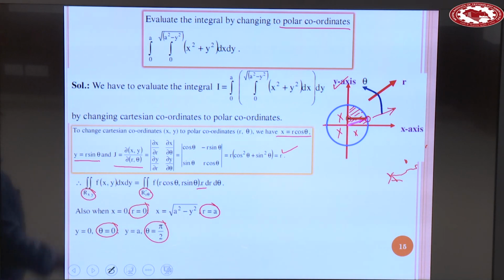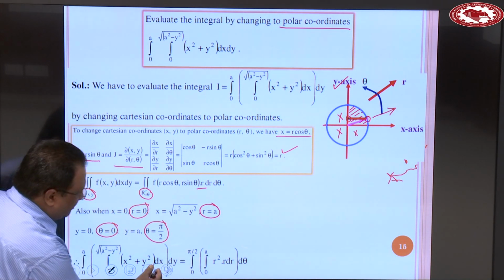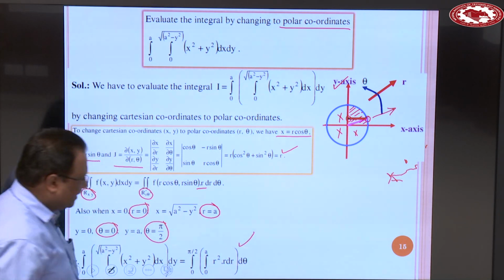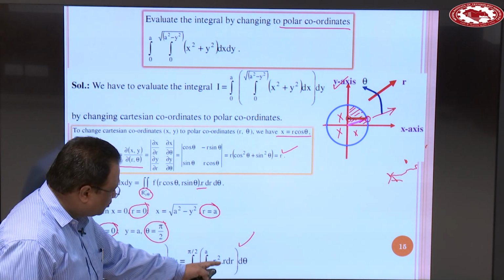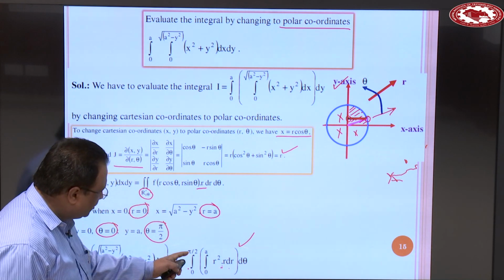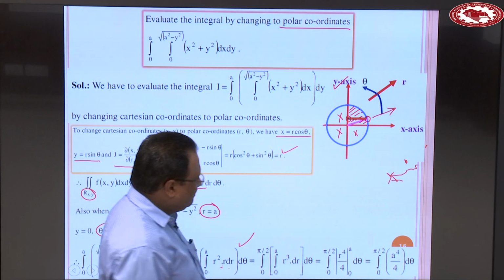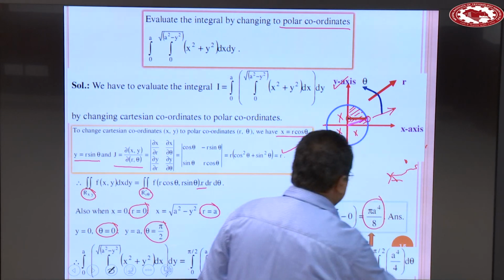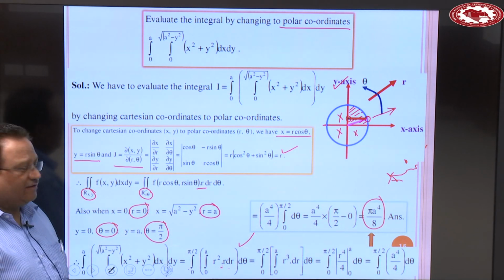So geometrically we can see this accordingly. Then this double integral problem is converted into this double integral problem: 0 to a, r square, with r as the Jacobian, dr d theta, theta varies from 0 to pi by 2, and solve this problem. You will get pi a to the power 4 divided by 8.